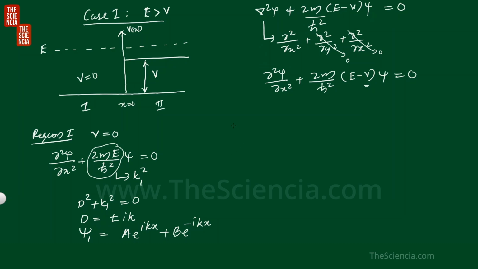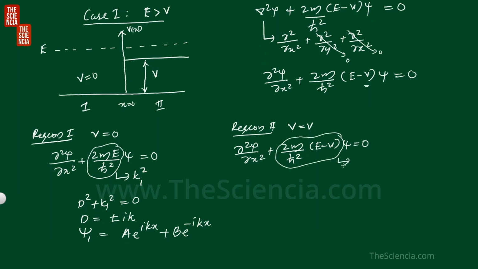Now we can check the wave function for region 2. In region 2, the potential V is equal to V. So the Schrodinger equation is ∂²ψ/∂x² + (2m/ħ²)(E − V)ψ = 0. Here this entire term I am calling k2² because it is in region 2. You can see the energy is greater than the potential, so this is a positive quantity. So this is D² + k2² = 0.